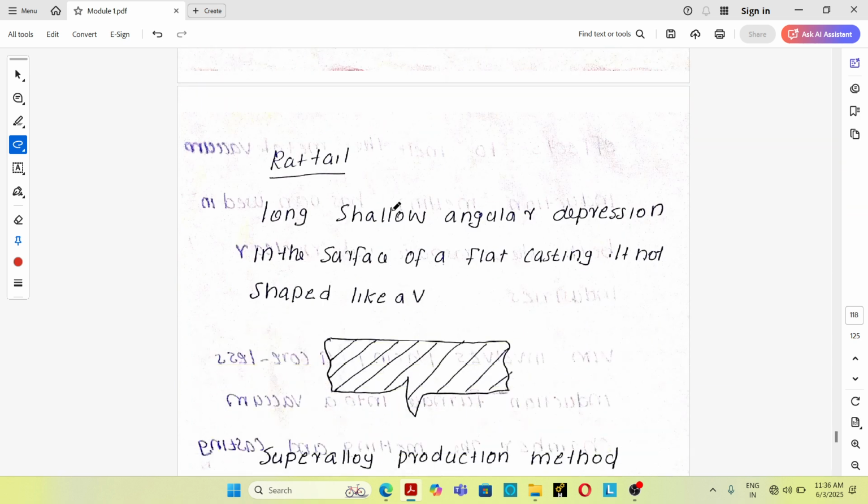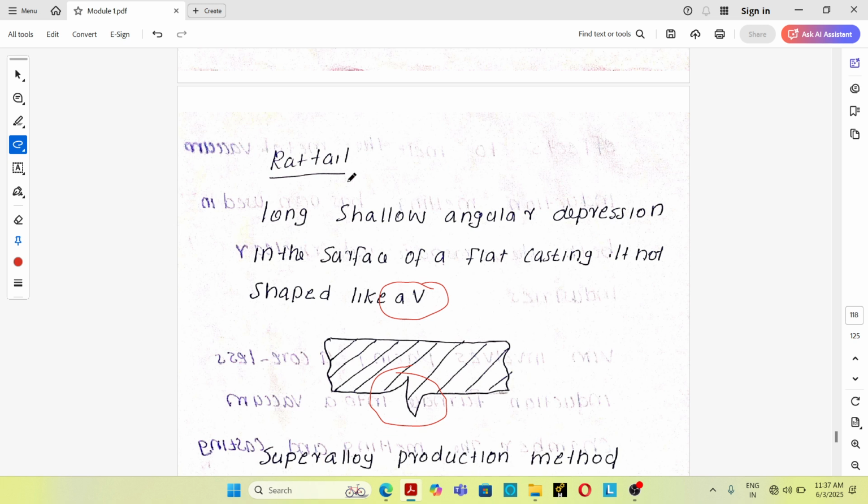The last one is rattle. See, rattle is a long, shallow, angular depression on the surface of a flat casting, not shaped like a V. A depression other than a V that occurs in the flat surface of a casting is known as rattle. This is a depression other than V shape, and that defect is known as rattle.